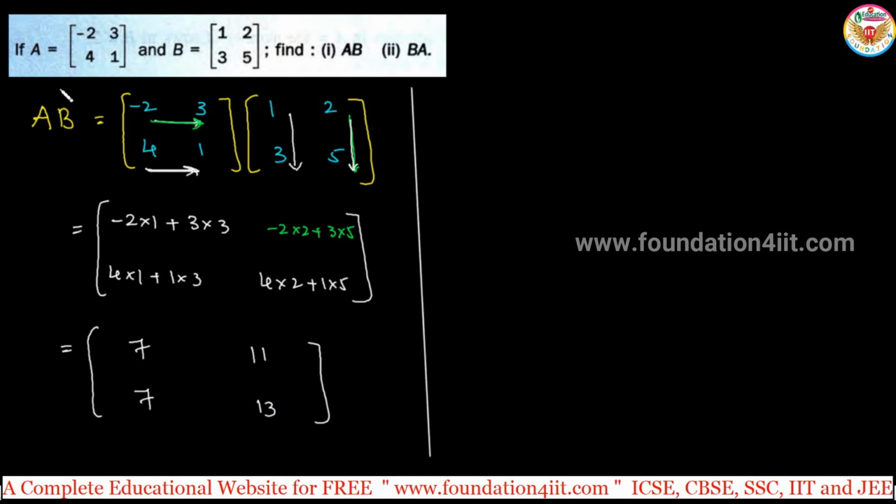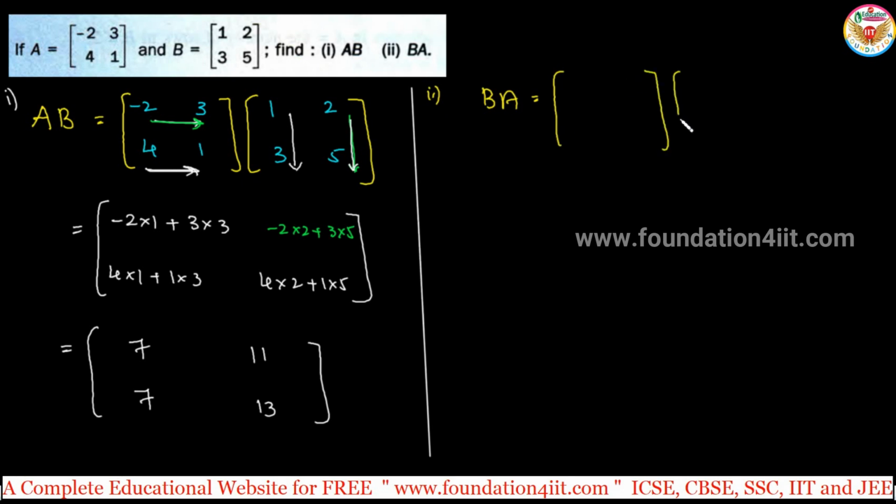Next, we're supposed to find BA. BA is nothing but taking matrix B first, followed by matrix A. You can notice one thing: AB and BA are not equal, since matrix multiplication is not commutative. Multiplication exists, but in matrices the commutative property does not hold. Let us see with an example. First AB we did, we got 7, 11, 7, 13.